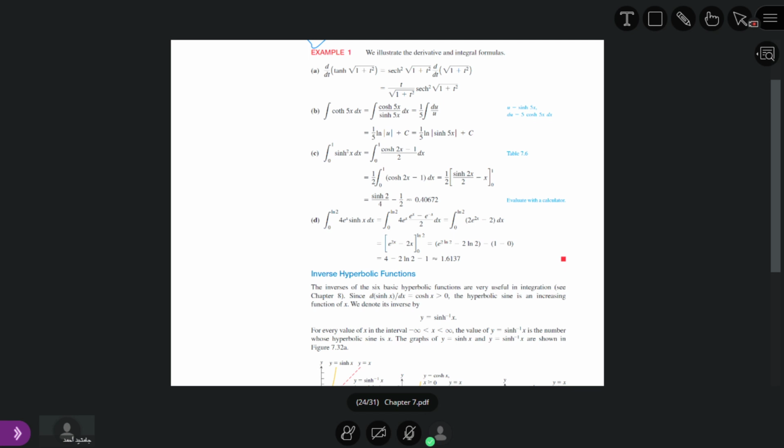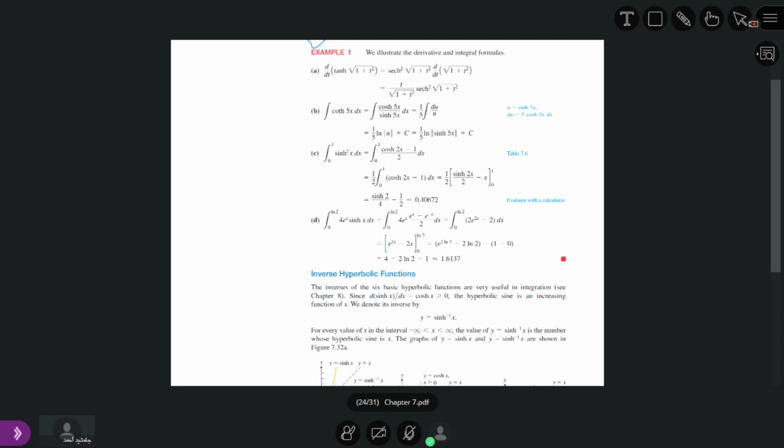Derivative of cotangent hyperbolic x is equal to minus cosec hyperbolic squared x. Derivative of sec hyperbolic x is minus sec hyperbolic x tan hyperbolic x. And also we have discussed in the last class the derivative of cosec hyperbolic x, which is minus cosec hyperbolic x cotangent hyperbolic x.